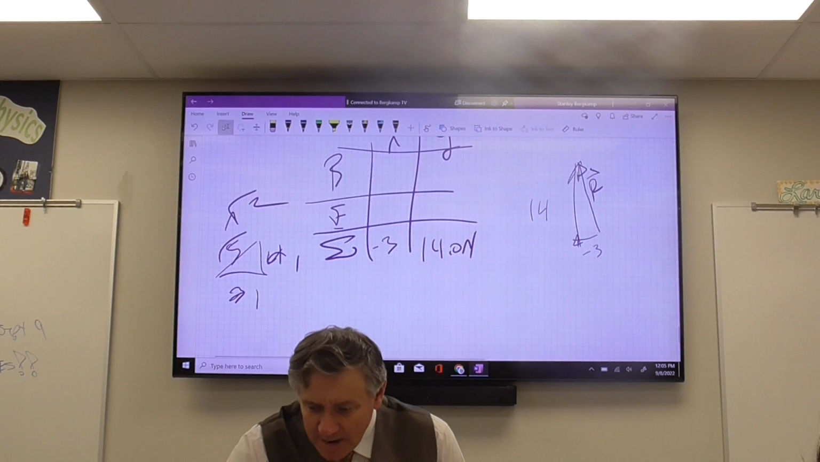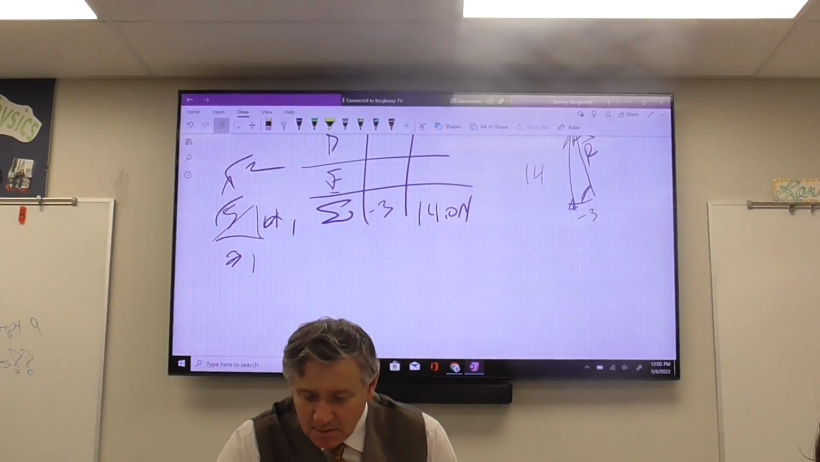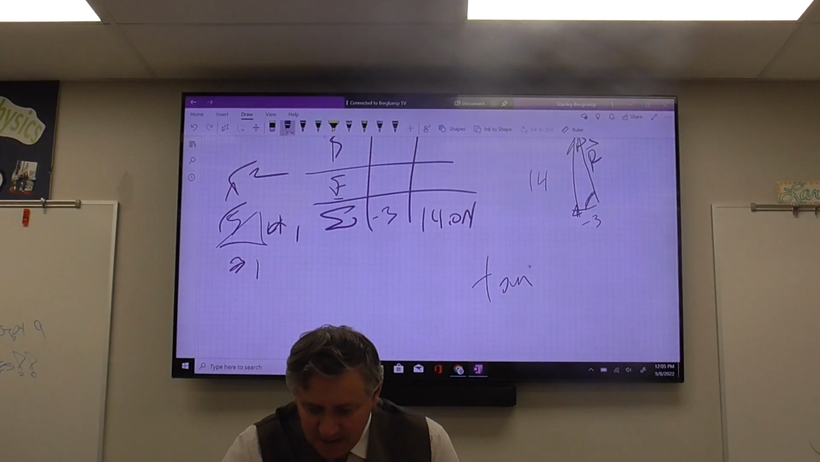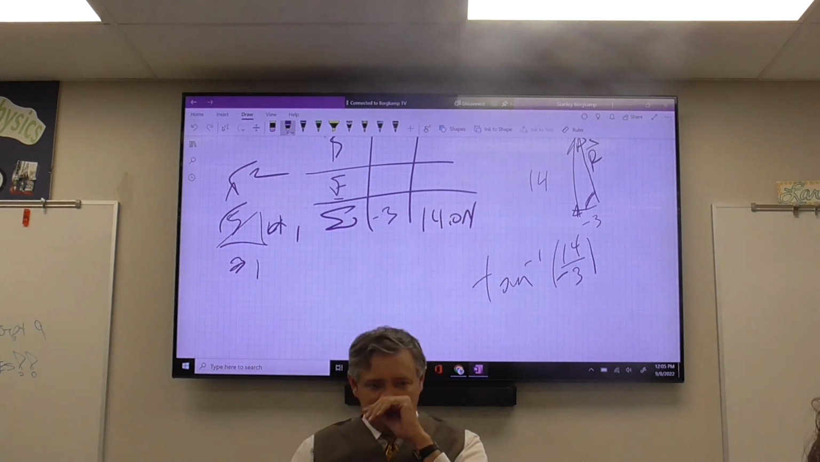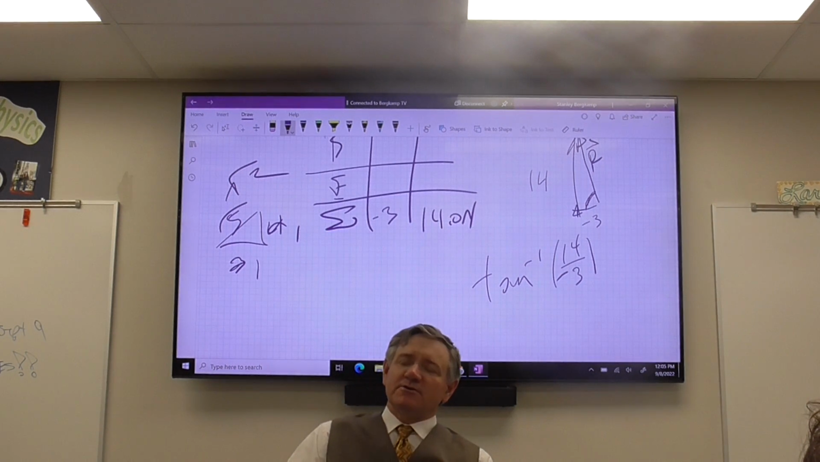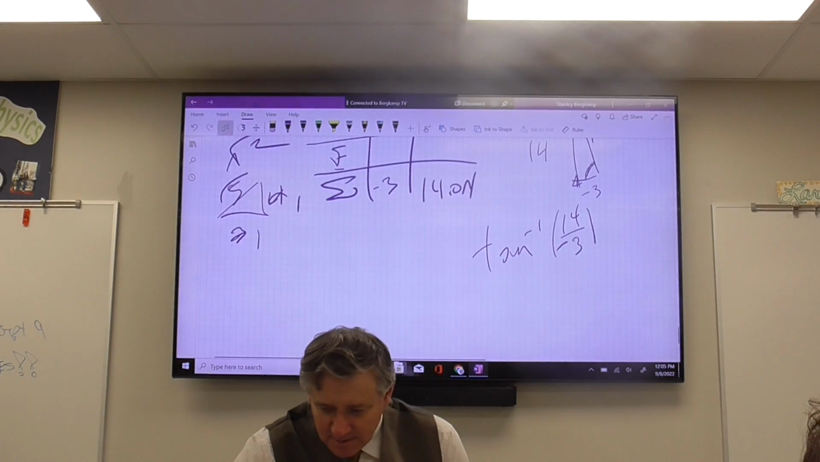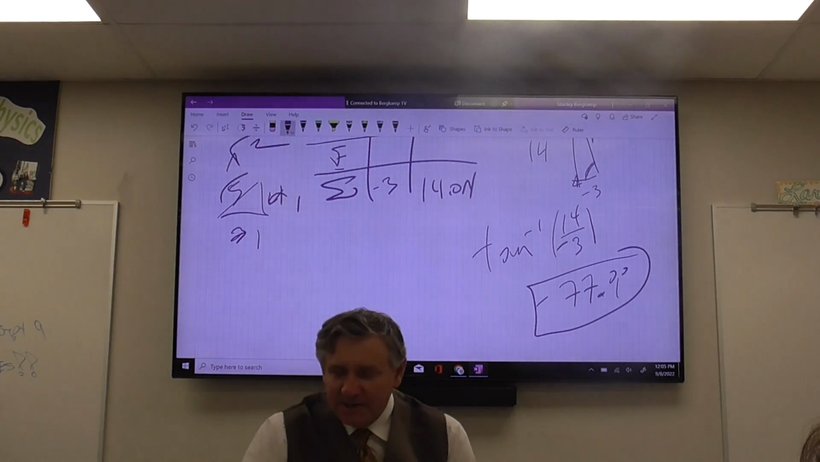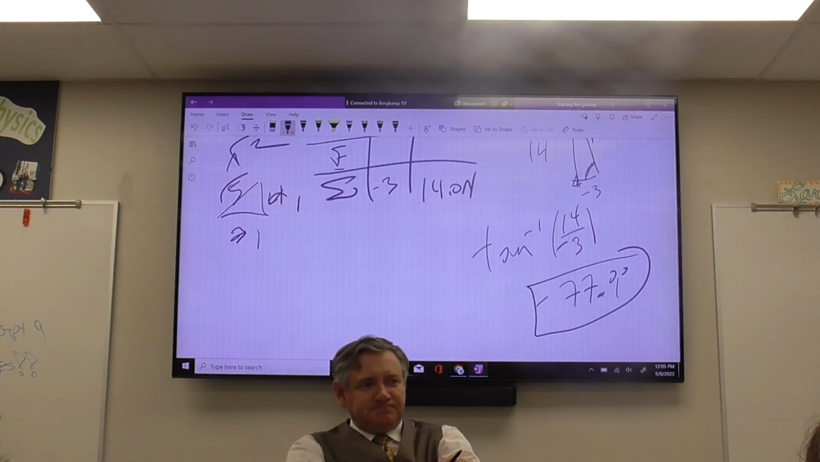So, I would recommend, because you're trying to find this angle right here, right? If you take the inverse tangent of 14 over -3, somebody take the inverse tangent of 14 over -3 and let me know what you get. And make sure that you're not in radian mode. -77.9 degrees.